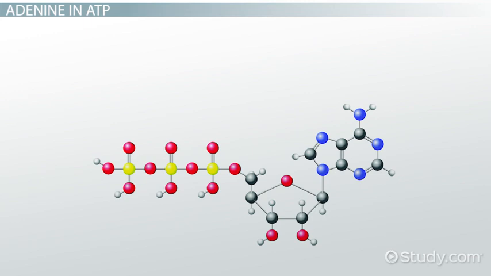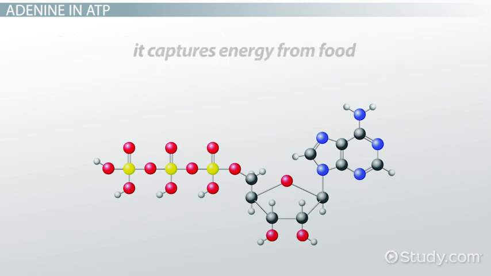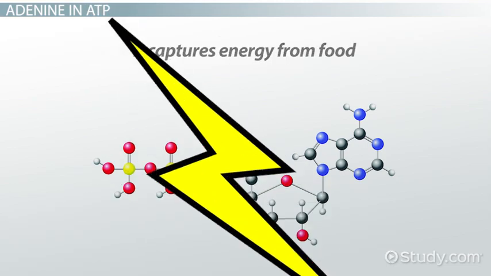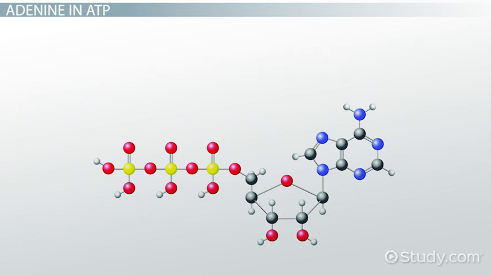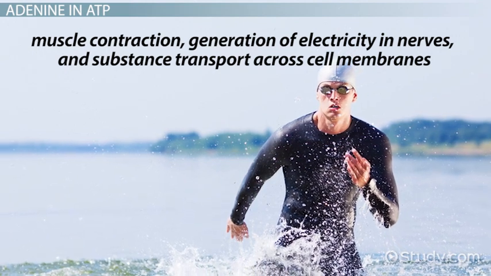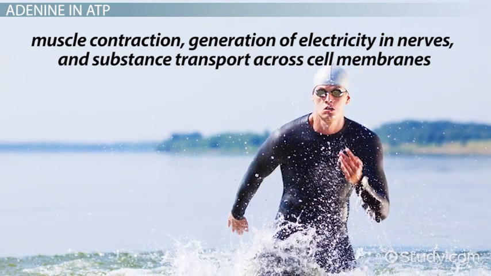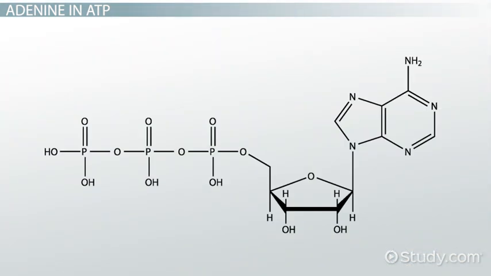Adenine is a key component in ATP. When adenine attaches to a ribose molecule and a chain of 3 phosphates, ATP is formed. ATP is an important molecule for life because it captures energy from food. All living organisms use ATP as their primary energy carrier. This energy provides fuel for cellular work such as muscle contraction, generation of electricity in nerves, and substance transport across cell membranes. The structure of ATP is shown here.